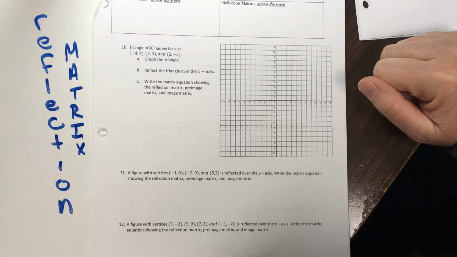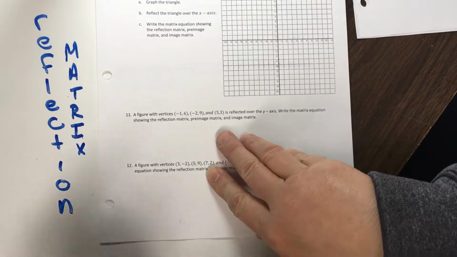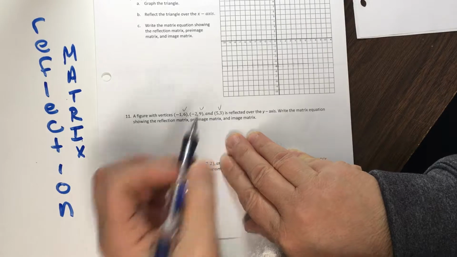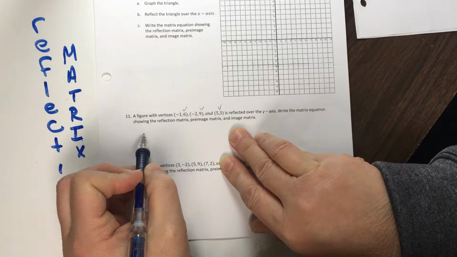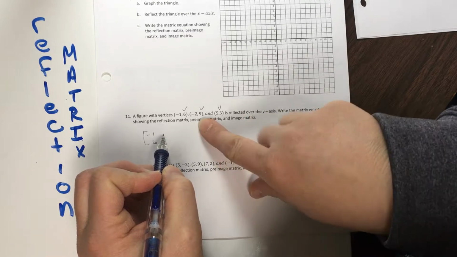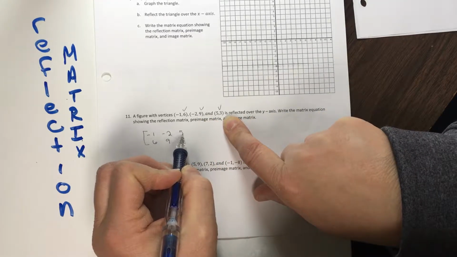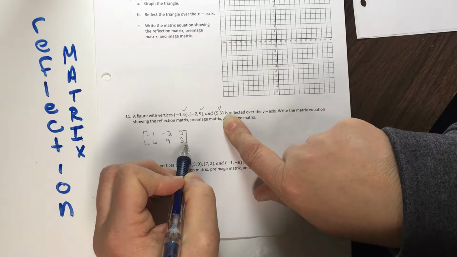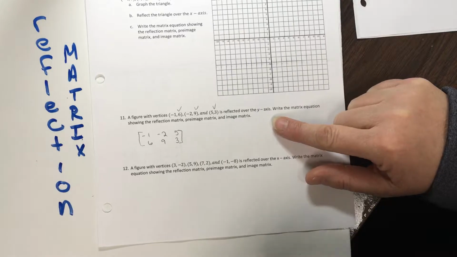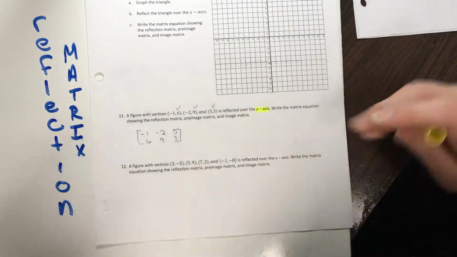This time we're working with a reflection matrix, and so I need to set up my matrix given these 3 points. So -1, 6, getting them from here, -2, 9, and 5 and 3. All right, now I have to look to see what they're asking us to reflect over. So they're asking us to reflect over the y-axis.